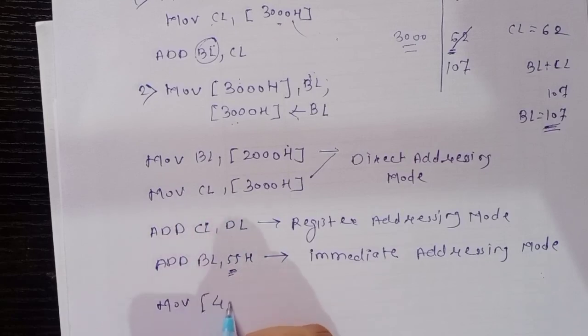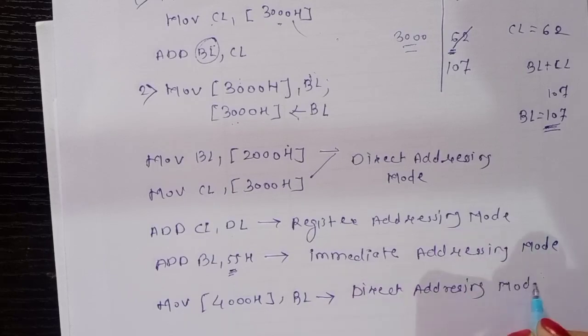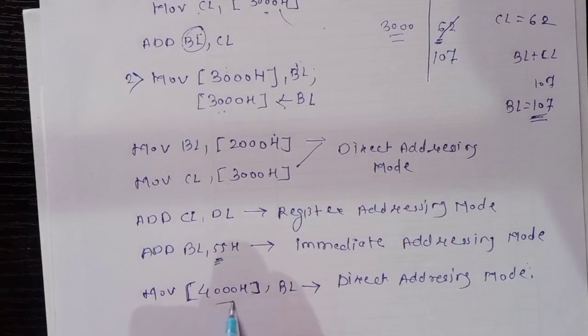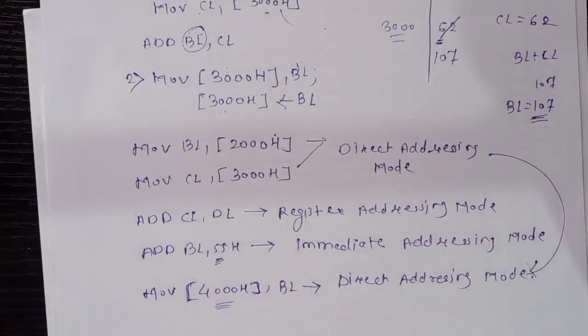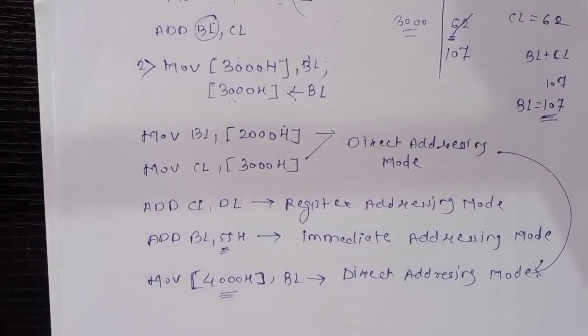Then MOV [4000H], DL is again direct addressing mode because the square bracket is there, which means an address is given. So this is also direct addressing mode. So this is all about the addressing modes. In today's lecture we have discussed three addressing modes: immediate addressing mode, register addressing mode and direct addressing mode. In the next lecture we will discuss indirect addressing mode, base index addressing mode, register relative addressing mode, and so on.